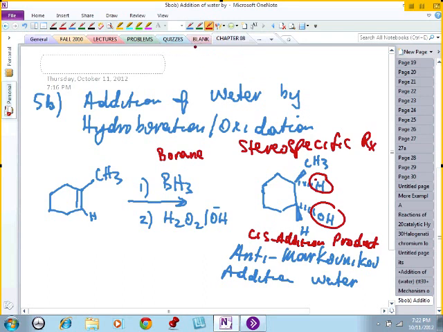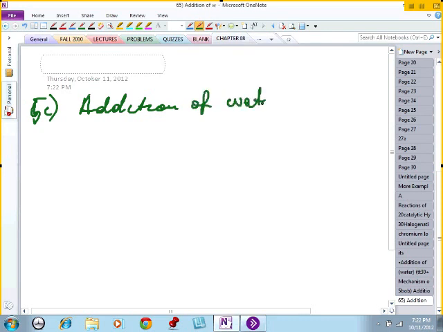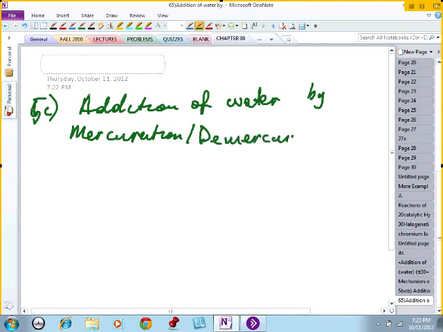Now, supposing we want to add water across the carbon-carbon double bond in a Markovnikov fashion without having to form a carbocation. Okay, so we could do that also. This would be number 6, addition of water by mercuration, demercuration. Okay, what is that? Very good question.